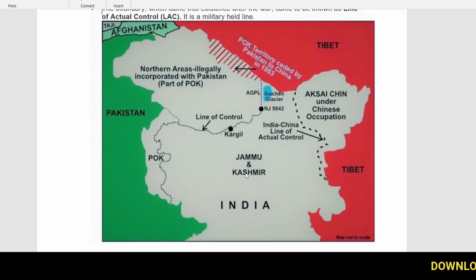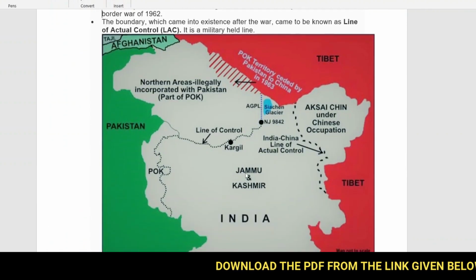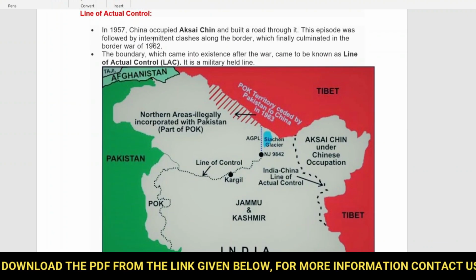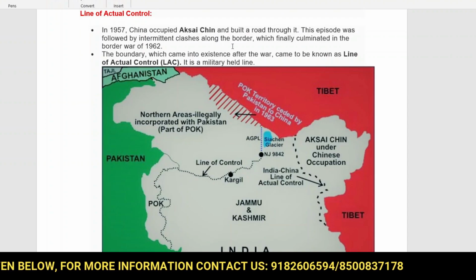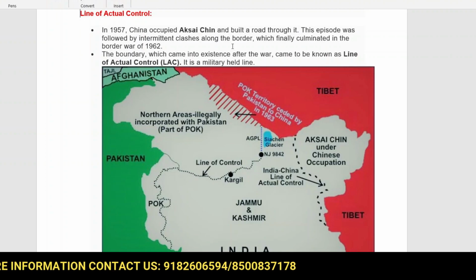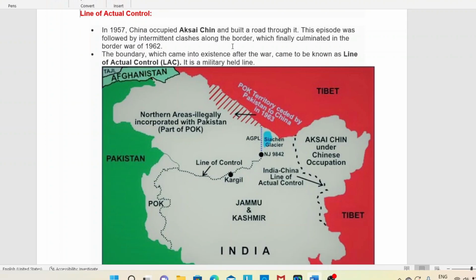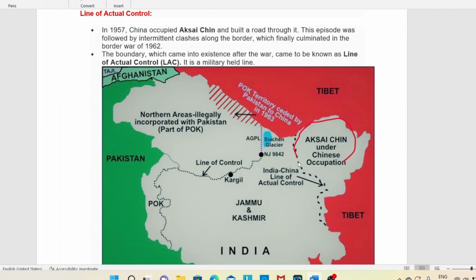Let's see another important international line, that is the Line of Actual Control. In 1957, China occupied Aksai Chin and built a road through it. We can see the Aksai Chin location here.